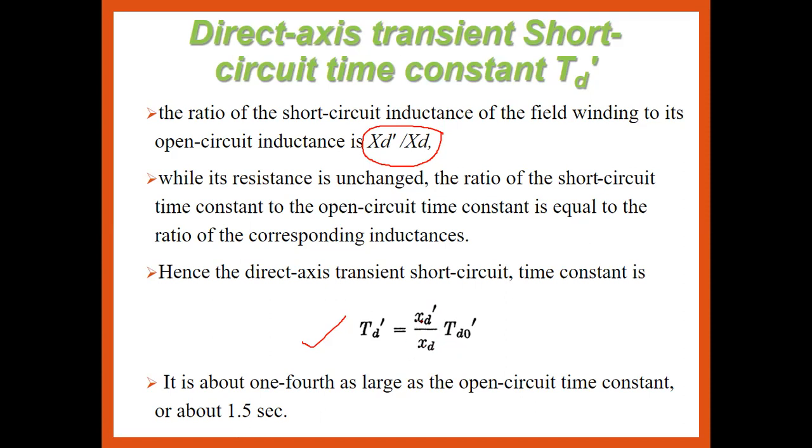That is the ratio of the direct axis transient short circuit time constant, Td'. What is the value of that? It is of the order of 1.5 seconds and above.